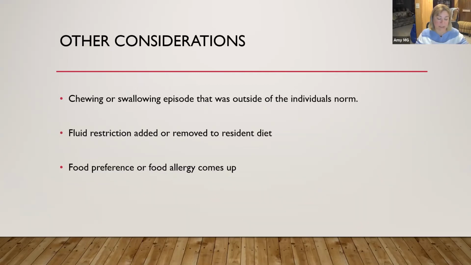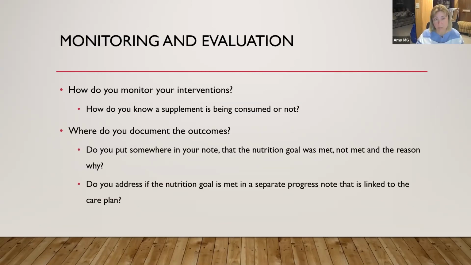Some other considerations that may occur in between assessments is, they had a chewing or swallowing episode. You've seen on my example that individual had 4 or 5 incidences, and I put that under the problem because, again, I want to know how often this person had an issue. Did we go 6 months without having any concerns with chewing or swallowing? Fluid restrictions come and go as well. And sometimes, strong food preferences and allergies can creep up as well.